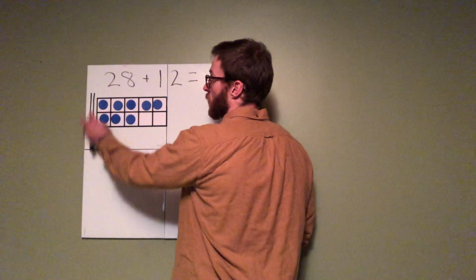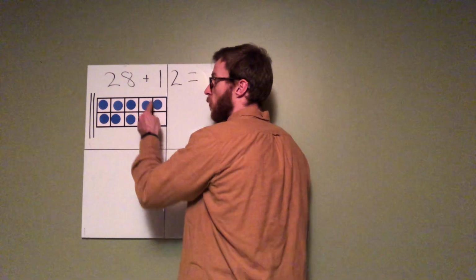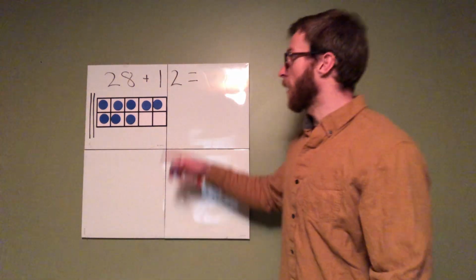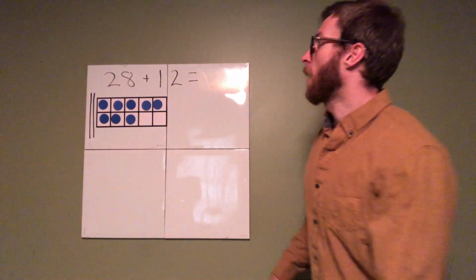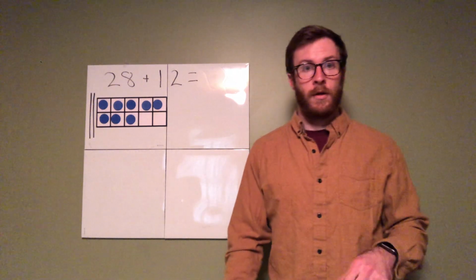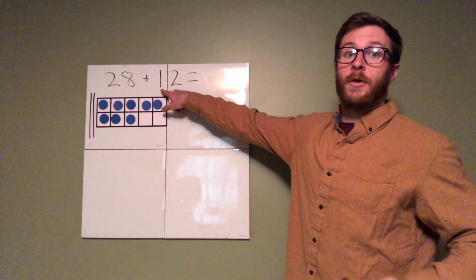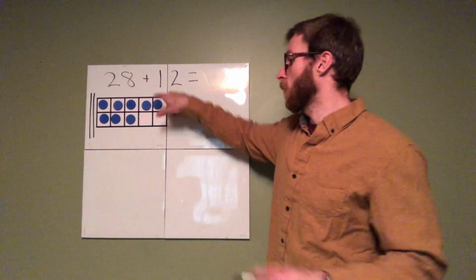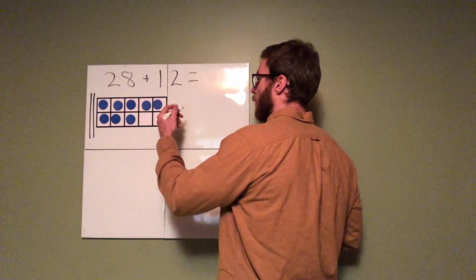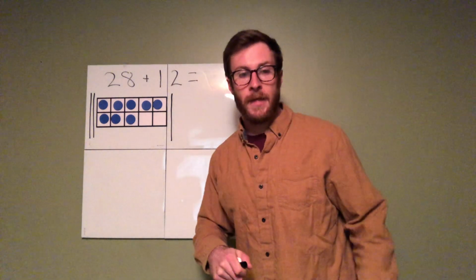There's my 28. 2 10s, 8 1s. Alright? Now we got to show the number 12. How many 10s are in the number 12? Look at our 10s place. There's a 1 there, so there's 1 10. Alright, so let's draw 1 10. There we go. There's my 1 10.